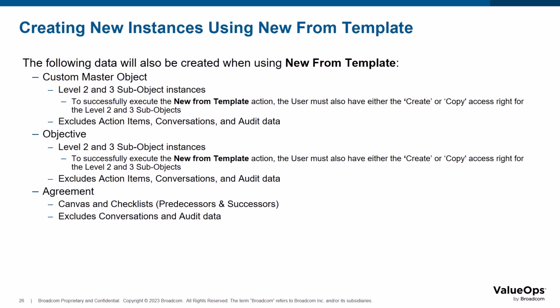For the objective object, the same thing would apply. Users will need to have the create or copy access right for Level 2 and Level 3 subobject instances, and it also excludes action items, conversations, and audit data. For agreements, both the canvas and checklists will be copied from template, and that would be both predecessors and successors. And it will exclude conversations and audit data.